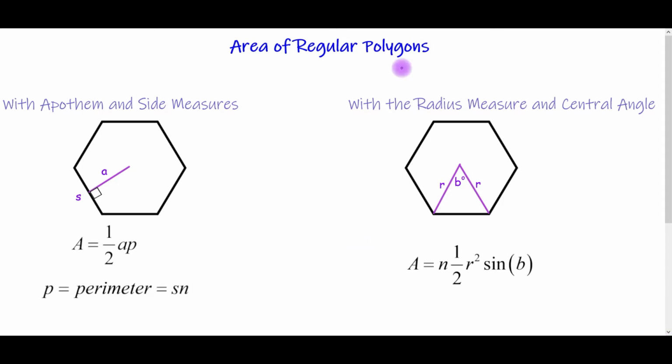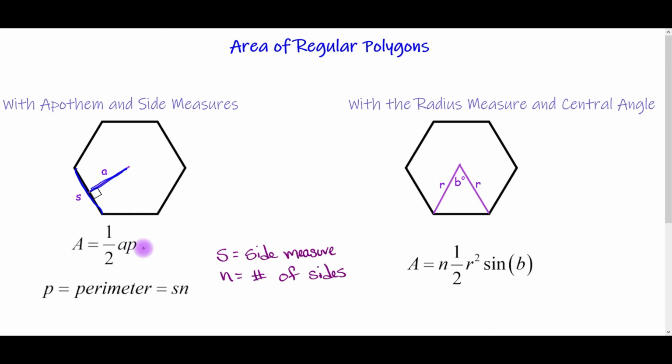So we have two basic options for finding the area of a regular polygon. If I know the apothem, which is here, and the side length, which is here, or if I know the perimeter, then I would use this formula. Remember, my perimeter is going to be S times N. S is my side measure, and N is my number of sides. So if I know the apothem and the perimeter, either way, we can find the area of the polygon by doing 1/2 times the apothem times the perimeter.